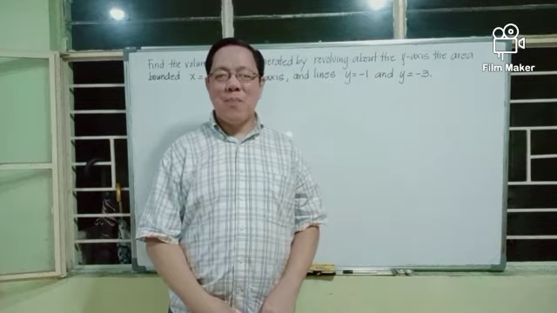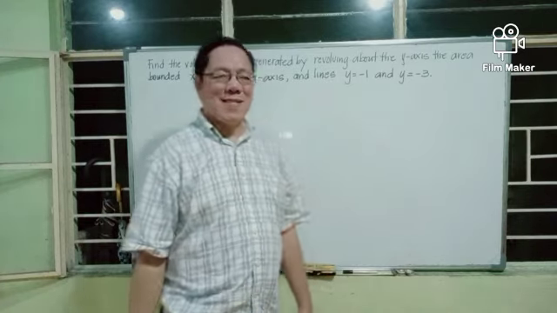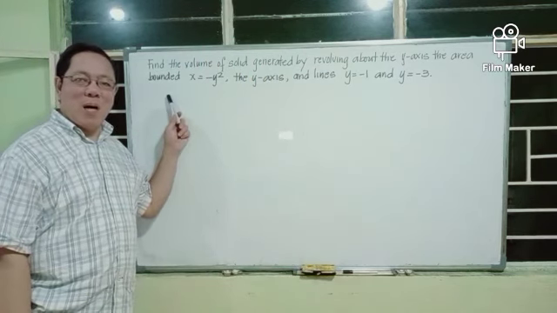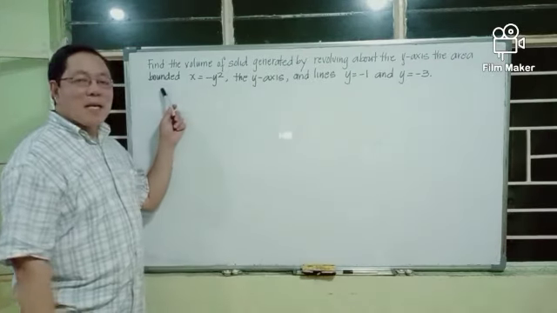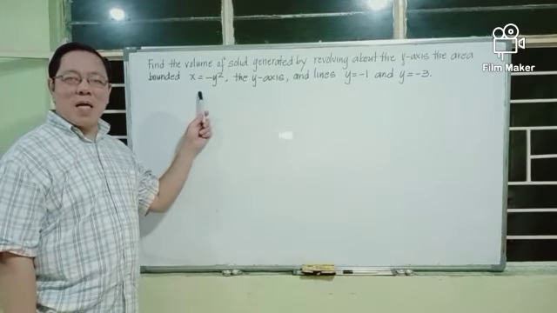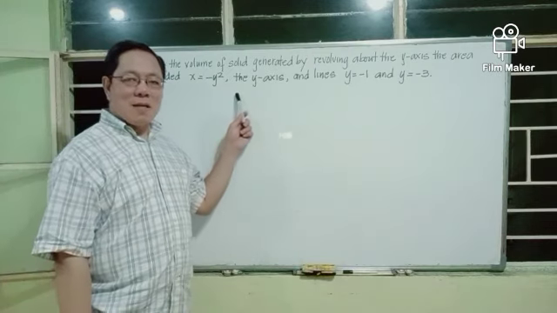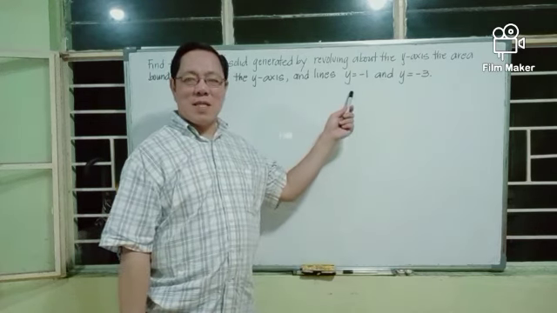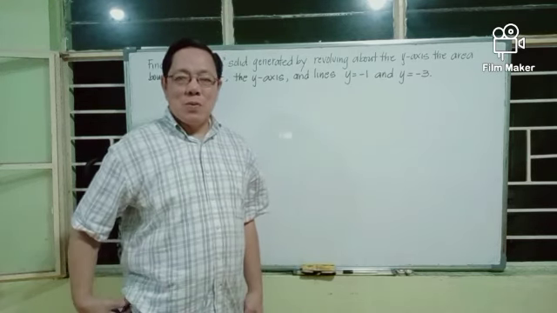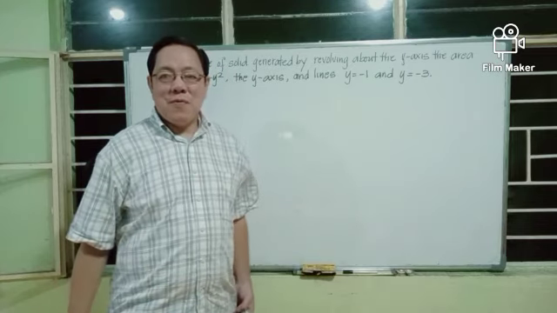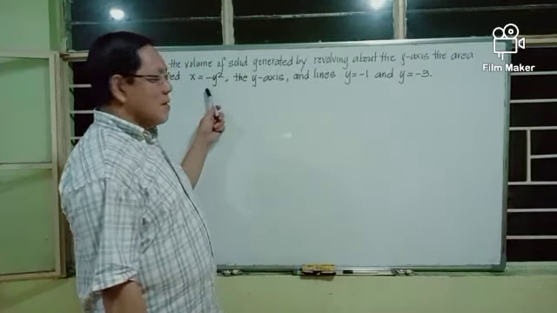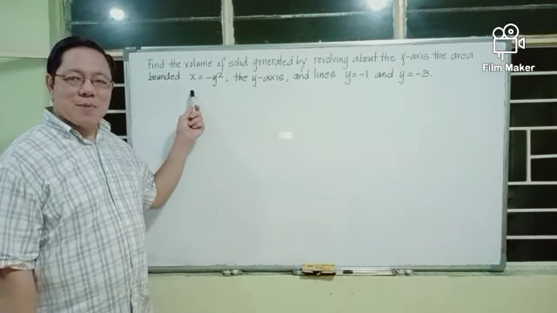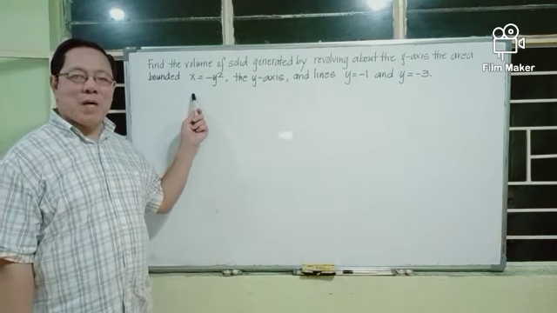For our next example, consider the following problem. Find the volume of the solid generated by revolving about the y-axis the area bounded by x equals minus y squared, the y-axis and the lines y equals negative 1 and y equals negative 3. The first step is to draw the graph of this equation. This is quadratic in y and linear in x. So the graph of this equation is a parabola.